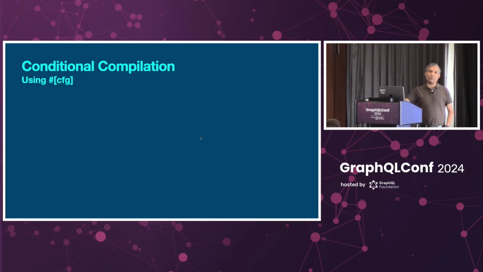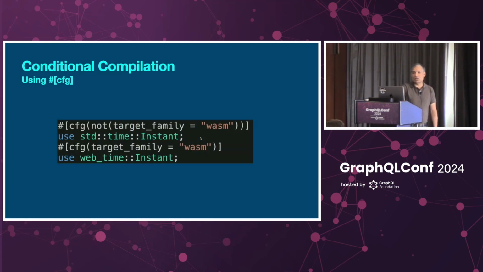Some other parts, we had to make some nudging around. For example, the standard time Instant is not compatible with WebAssembly platforms. So what we had to do is pick an alternative implementation called web-time Instant. They are API compatible, so we had to do some platform-specific selection, and other than that, it just worked.